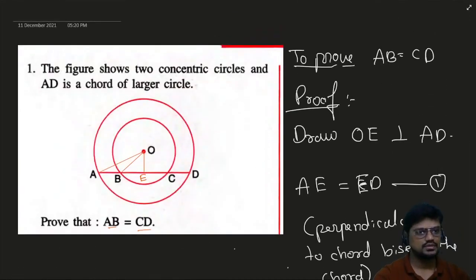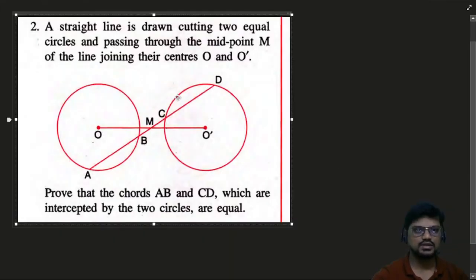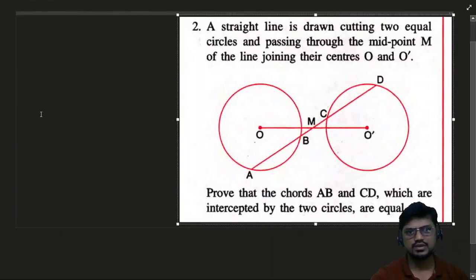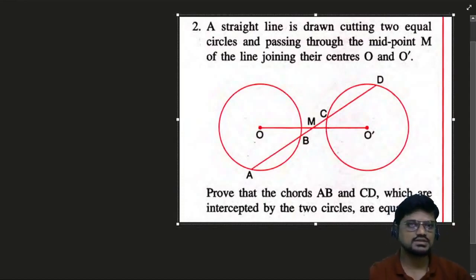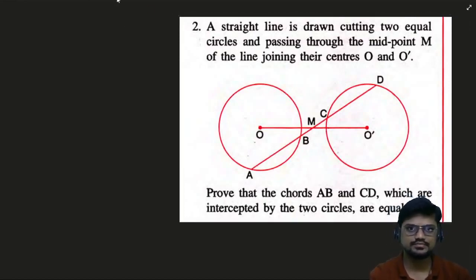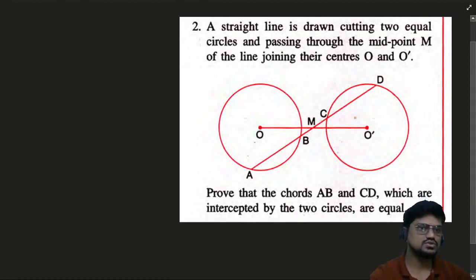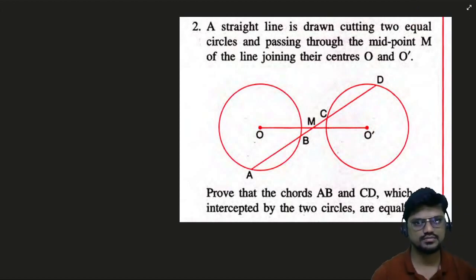Fine. The next question. Now, see properly what they have given. A straight line is drawn cutting two equal circles. These two circles are equal. Then that means what? The two circles are equal means what? Yeah, Shlok, can you please tell? Two equal circles means what?